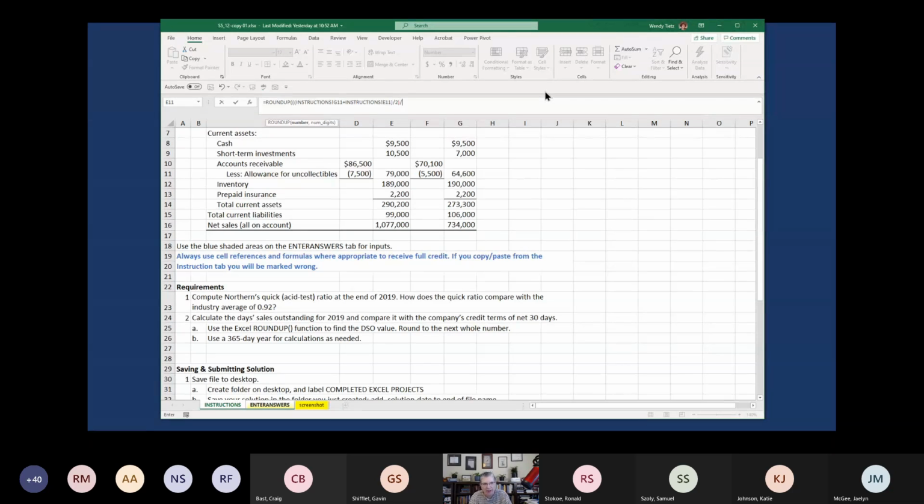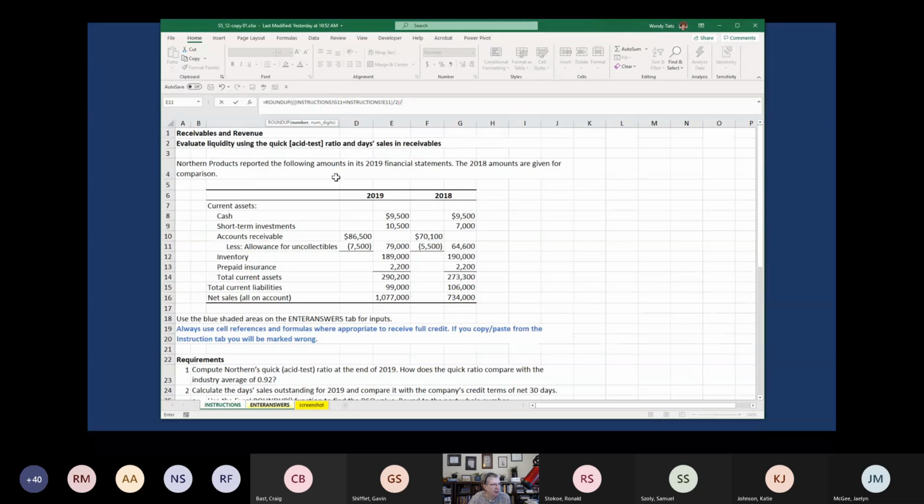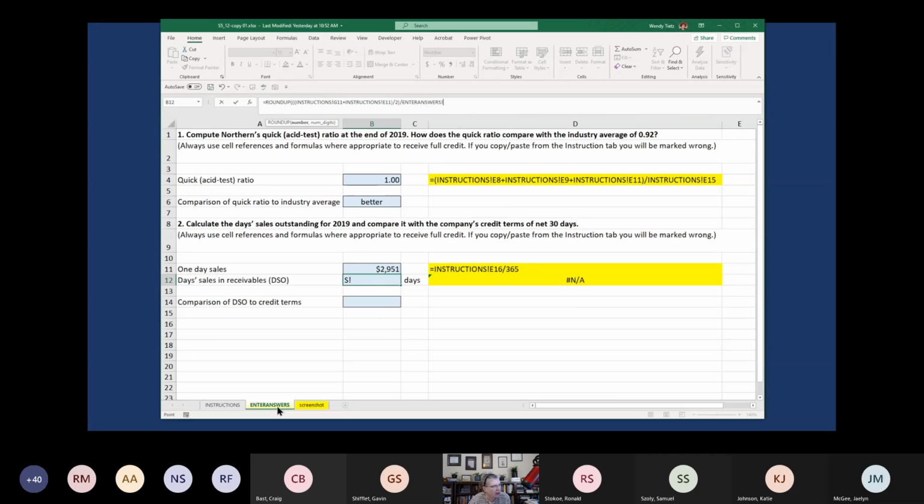And now what I want to do is I'm going to divide by the average. Okay, so I take my average. I'm just trying to think through the formula. Average accounts receivable divide by our average daily sales. Okay, so I'm going back to my enter answers, and I'm going to divide by this number I just calculated. Okay, and then before I can put my ending parenthesis on there, I have to do one more thing.